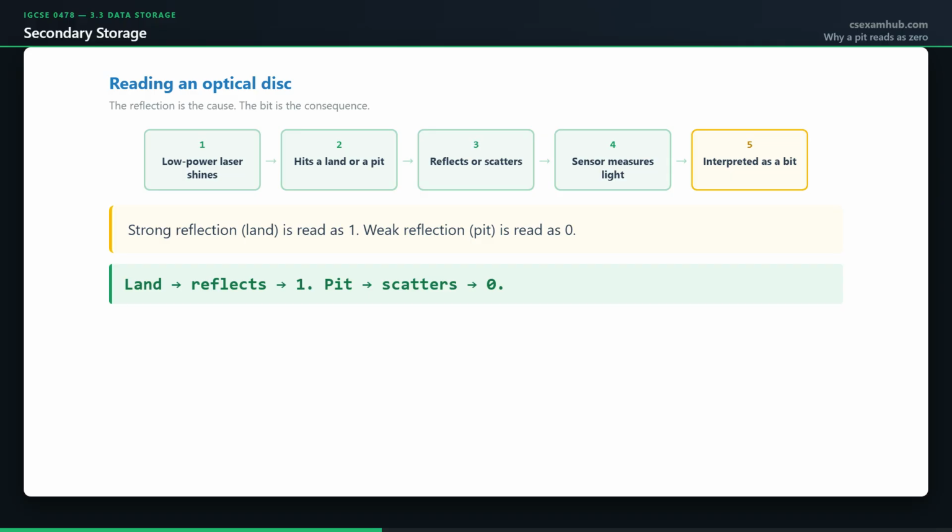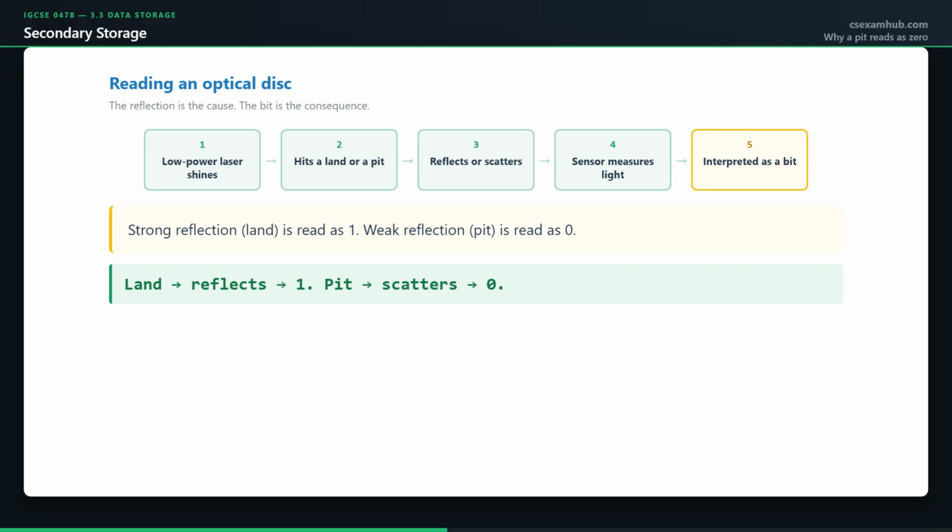A strong reflection from a land is read as a 1, a weak reflection from a pit is read as a 0. Now, the mistake to avoid. A pit is not a 0 because a pit is a hole, and a hole feels like nothing. The disk does not know what a hole means. It is a 0 because of what happens to the light. The pit scatters it, less returns, and the sensor reports a low reading which the drive interprets as 0. The reflection is the cause. The bit is the consequence. If you write that in the right order, you have described the mechanism, which is what the marks are for.